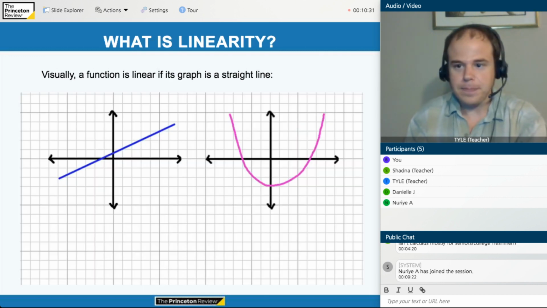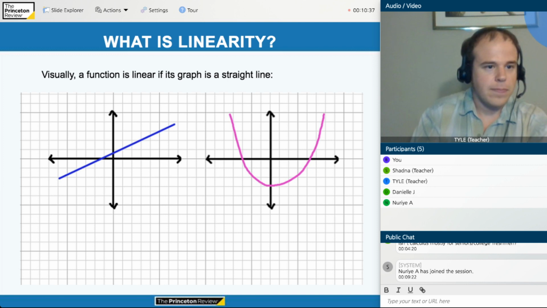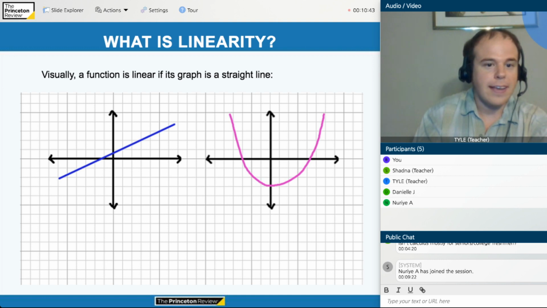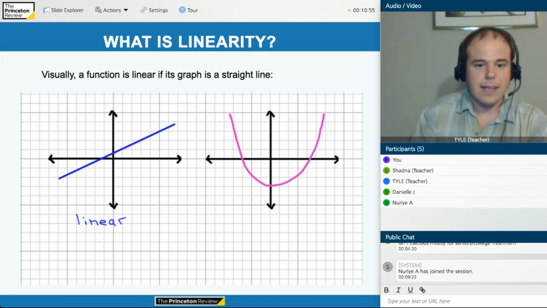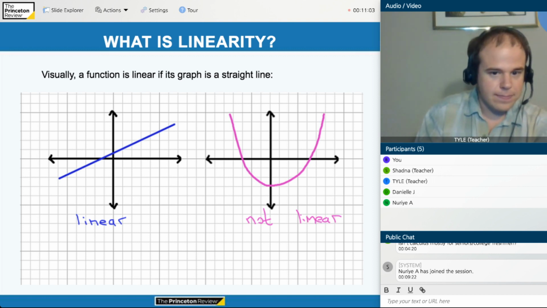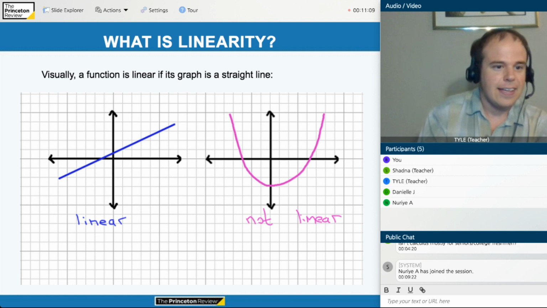What about linearity? Well, visually, a function is linear if its graph is a straight line. So we're familiar with functions like this from algebra class. The one on the left, we're comfortable saying this looks pretty linear, and the one on the right here, we're comfortable visually saying that this one is not linear. Okay. So if the graph of a function curves, then that function isn't linear. Let's write down what the equations for these two functions are.